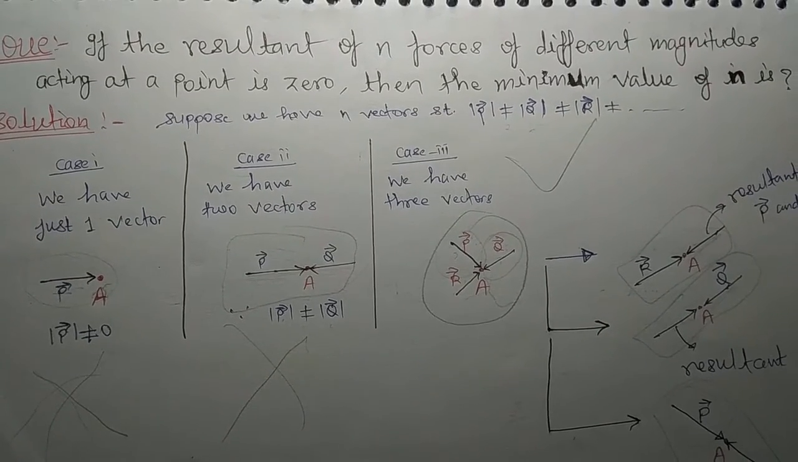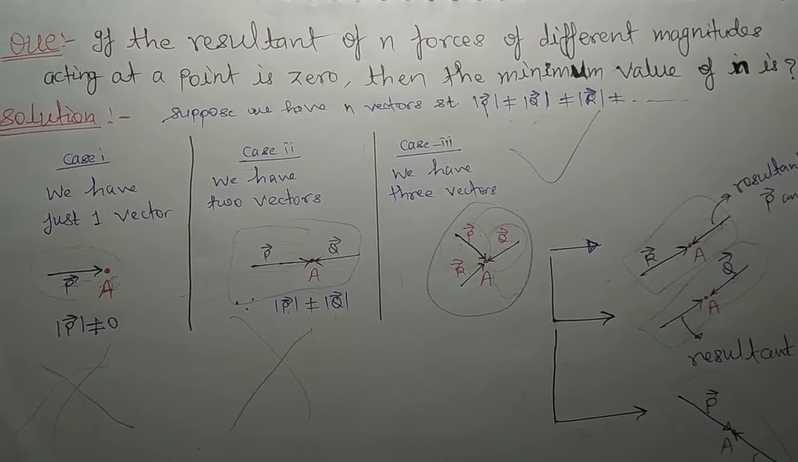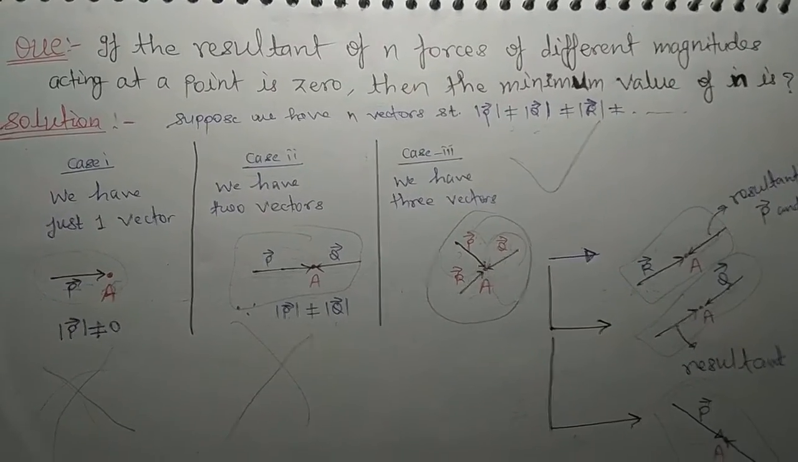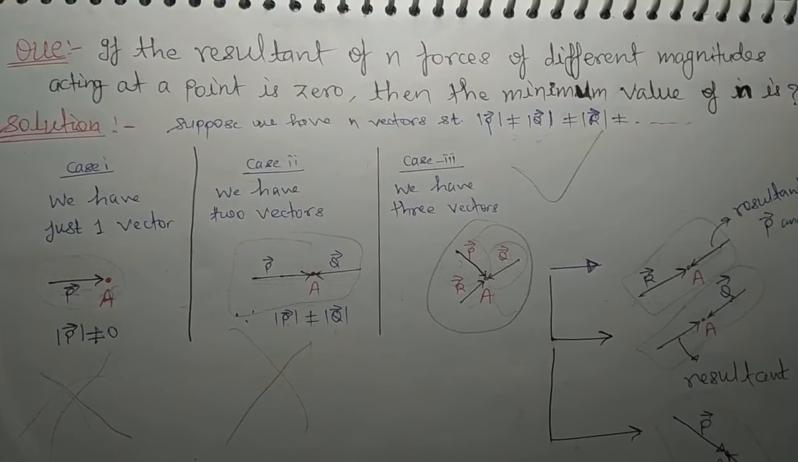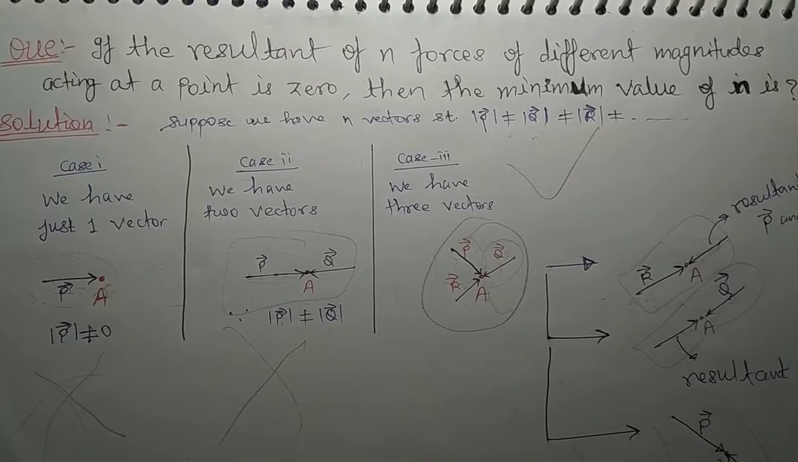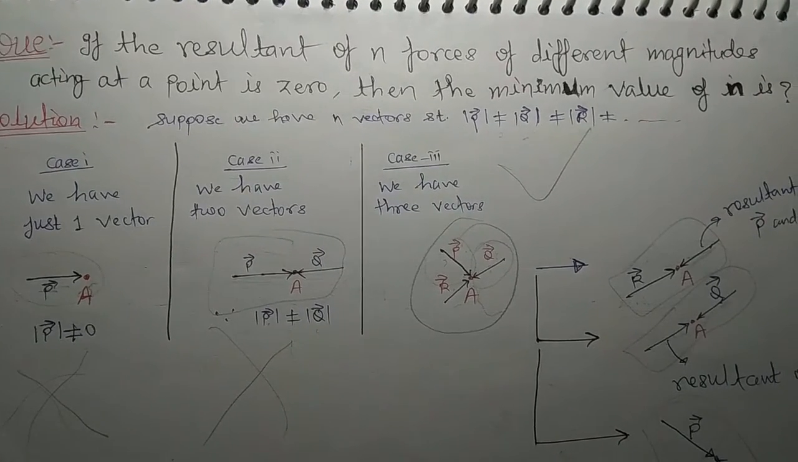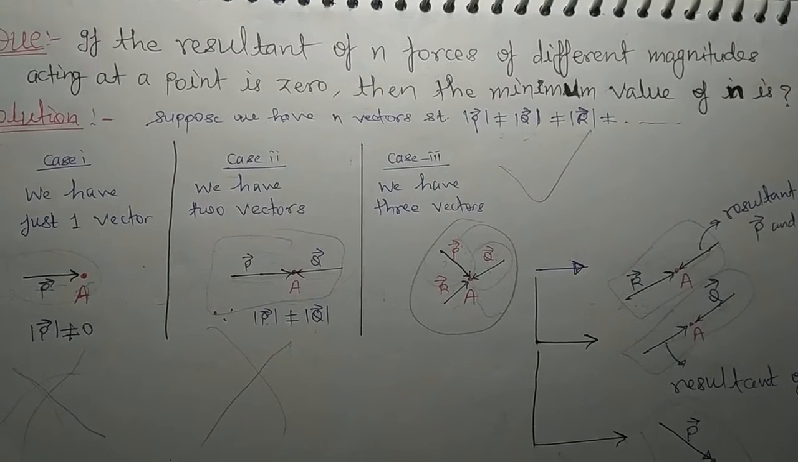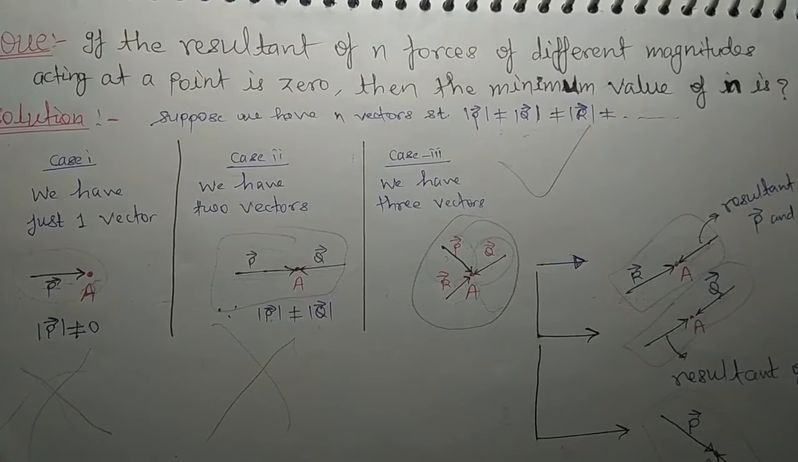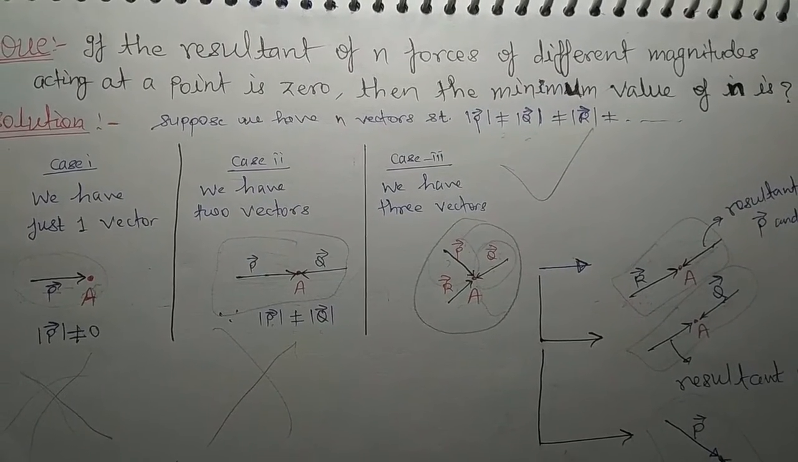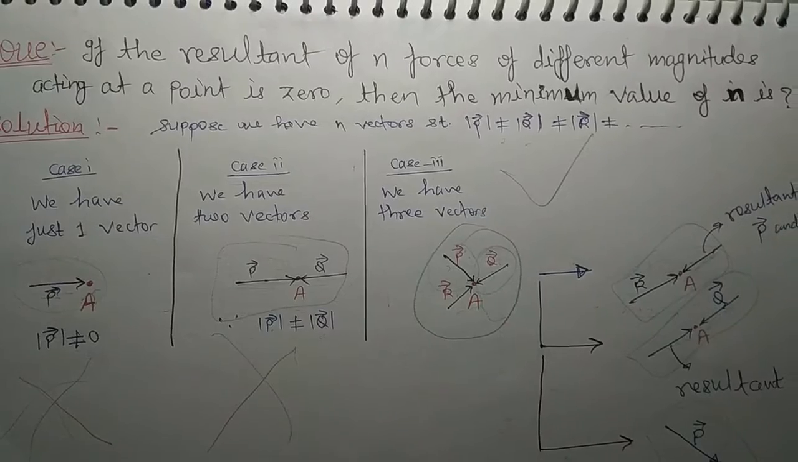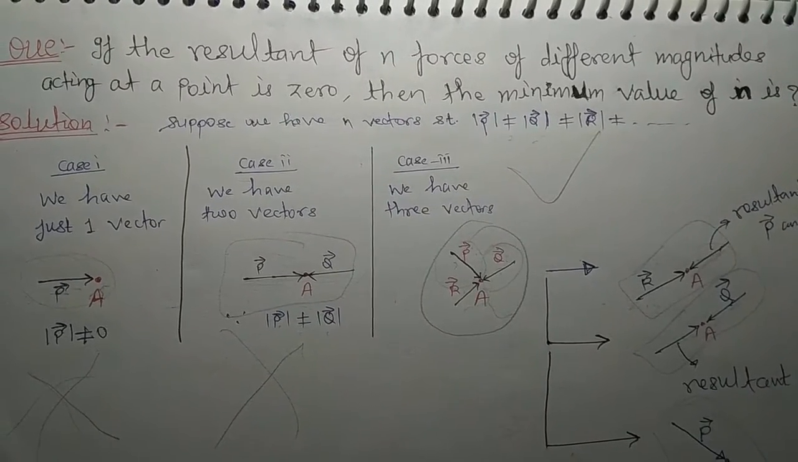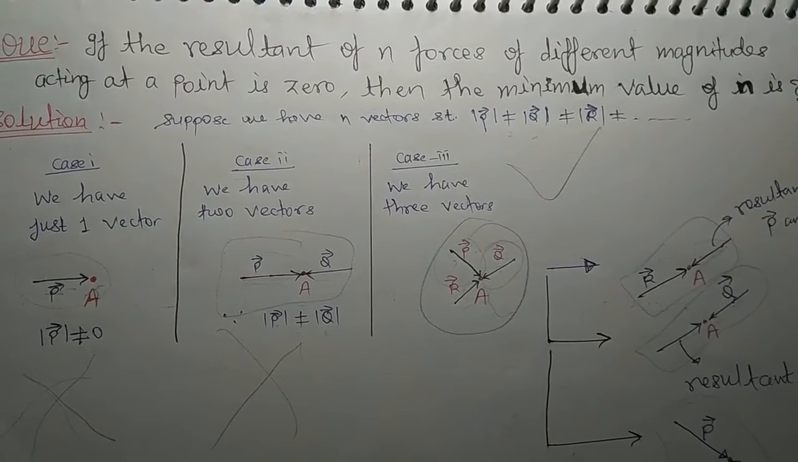In this video, we'll talk about some good questions on vectors. So let's have a look. If the resultant of n forces of different magnitudes acting at a point is 0, then the minimum value of n is? So here we have a problem where we have to find the minimum number of forces acting on a point so that the resultant of these forces is equal to 0.